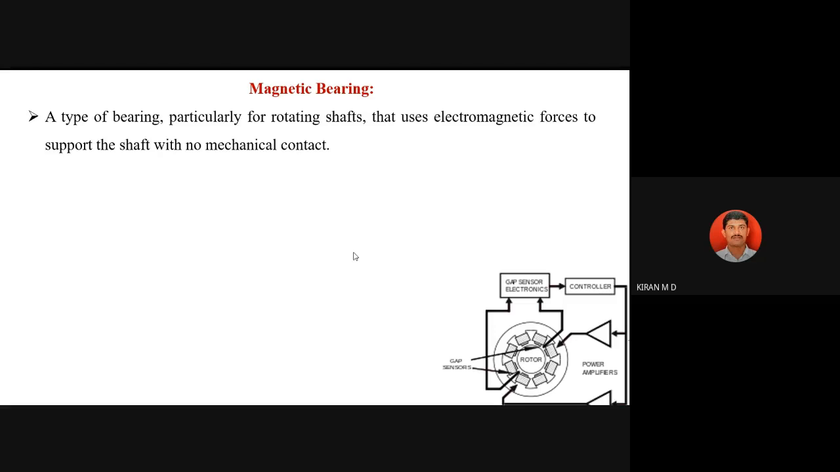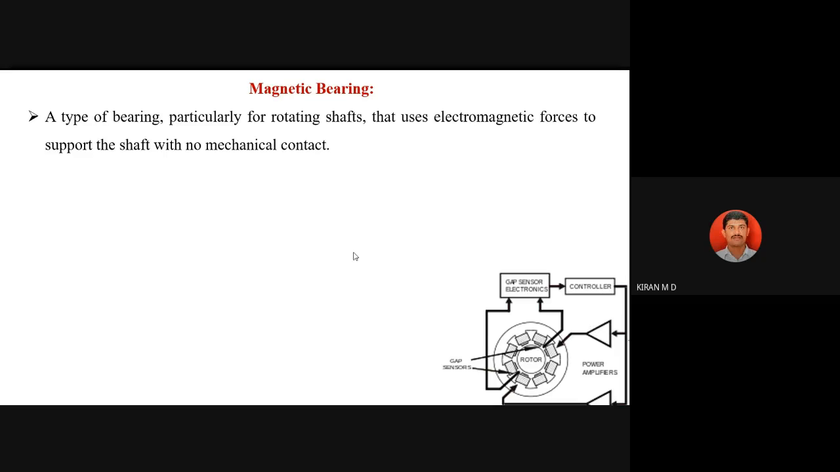particularly for rotating shafts. Okay, so here we won't use this type of bearing for linear movement applications. It uses electromagnetic forces to support the shaft with no mechanical contact. So what will happen in the case of sliding contact bearings? Again, we have the hydrodynamic and hydrostatic bearings. In a hydrostatic bearing, we supply the lubricant with sufficient pressure to separate the bearing and journal surfaces.